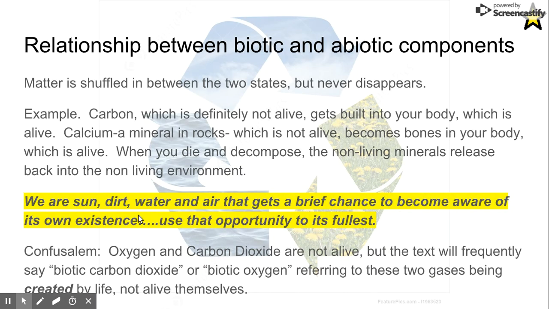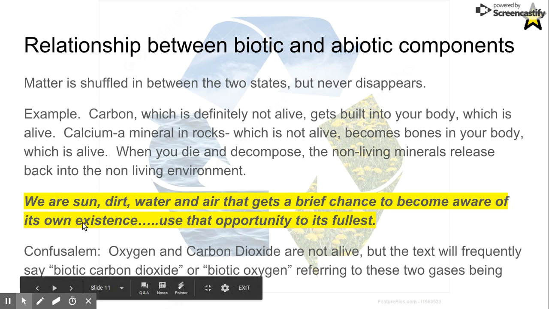Okay? Now, what's the difference between the biotic and abiotic environment? Like, how do they interact? It's recycling. Matter goes between the two states. So carbon, which is pencil lead, charcoal, it's definitely not alive, but when you eat sugar, there's carbon in it. If you want proof, burn some sugar on the stove. It turns black. Once it's in your body, we would call it living carbon, biotic carbon. Calcium, which is a mineral in rocks, like a piece of chalk, is abiotic. But if you eat a piece of chalk, your body will dissolve it, make it into bones, and now it's biotic calcium. So things go between the living and non-living environment all the time.